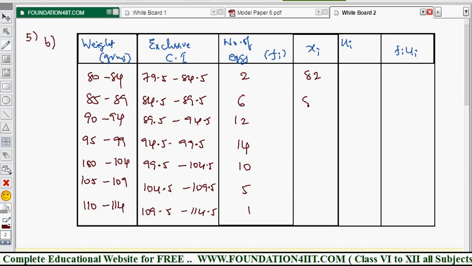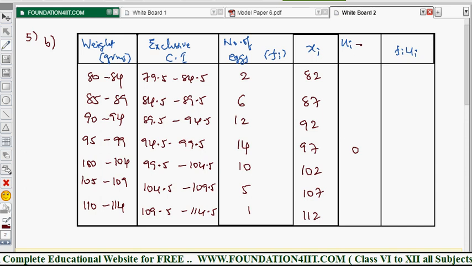Similarly 87. xi is the mid value of the class interval. You can take either exclusive or inclusive, you get the same answer. Next is 92, increased by 5 because the class size is 5. Then 97, 102, 107 and 112. Then here is the highest frequency, 14.